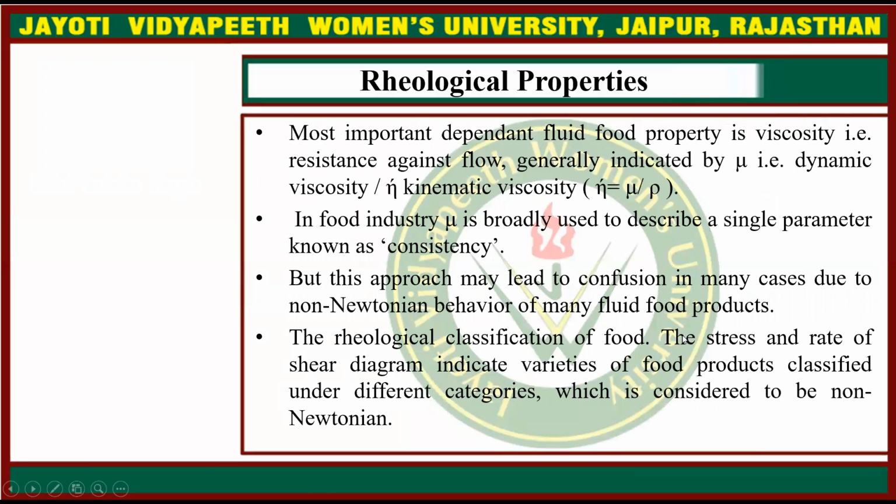The most important dependent fluid food property is viscosity, that is resistance against flow, generally indicated by mu, that is dynamic viscosity, and kinematic viscosity. In the food industry, mu is broadly used to describe a single parameter known as consistency. But this approach may lead to confusion in many cases due to the non-Newtonian behavior of many food products. In the rheological classification of food, the stress and rate of shear diagram indicate varieties of food products classified under different categories, which are considered to be non-Newtonian.